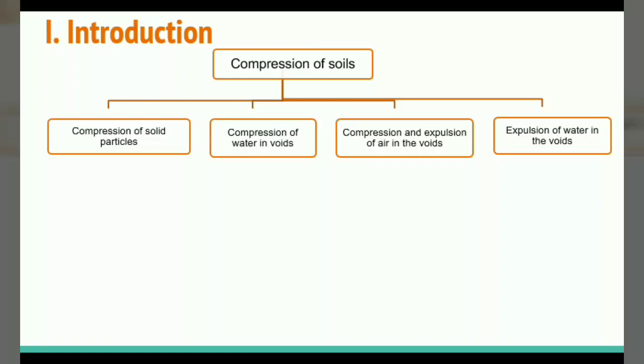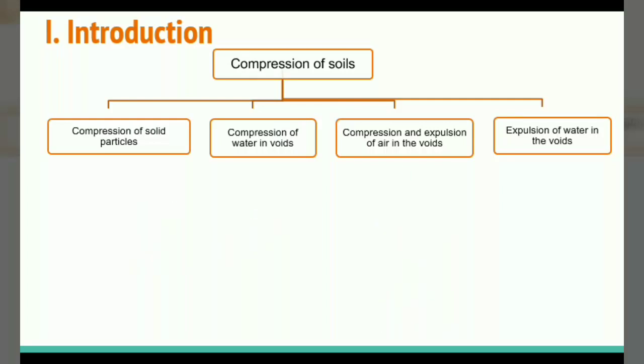And we know the air is present only in partially saturated soil or in dry soil. But in the case of fully saturated soil, only water and solid particles are present. So in the case of fully saturated soil, air is not present. So the compression of a soil due to the compression and expulsion of air in the voids is not effective.